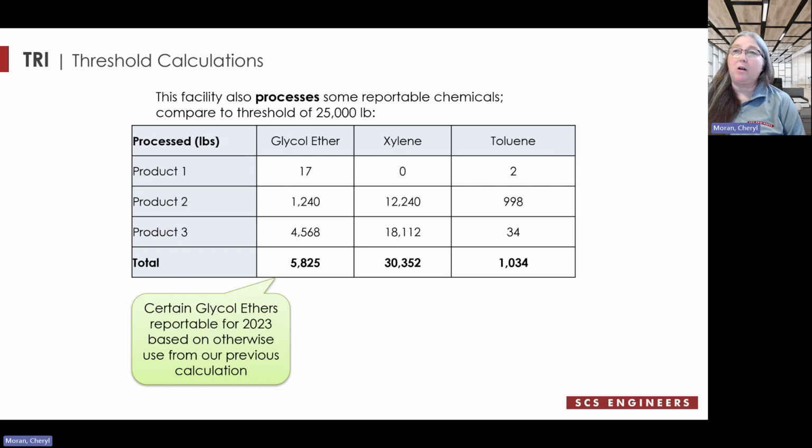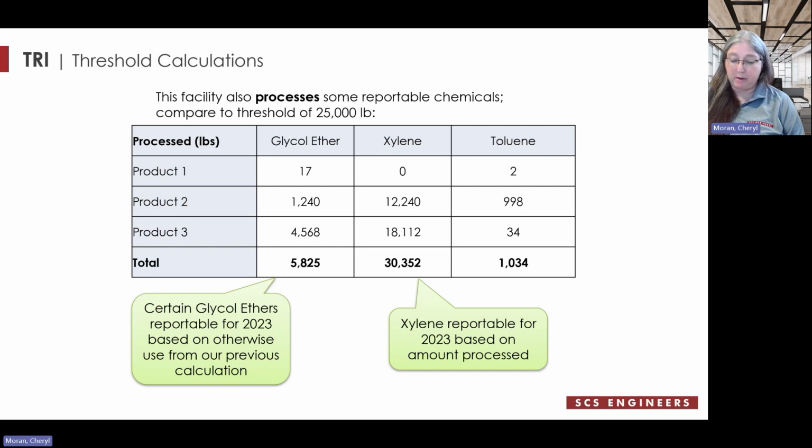Now here it looks like glycol ethers is below the reporting limit, which is true for processing, but remember when we were running that calculation for the otherwise use material, the glycol ethers category was already reportable. So we are going to report this anyhow because it has exceeded in one of these categories. Xylene is reported for 2023 because it is above the 25,000 pound limit.